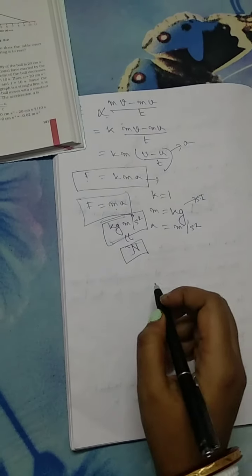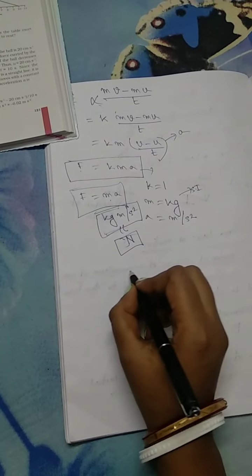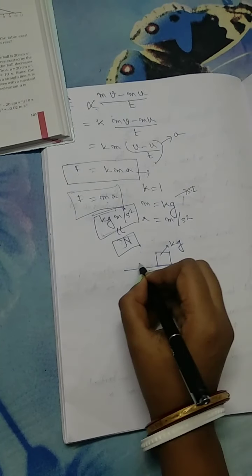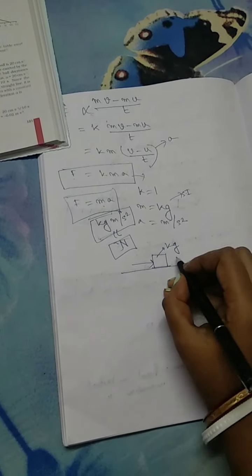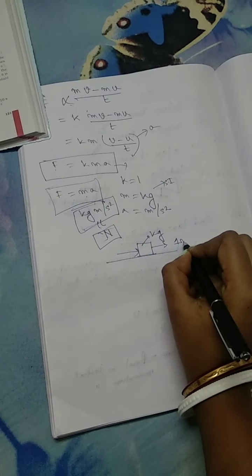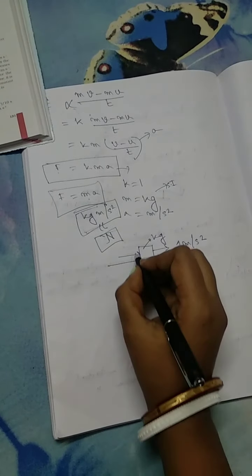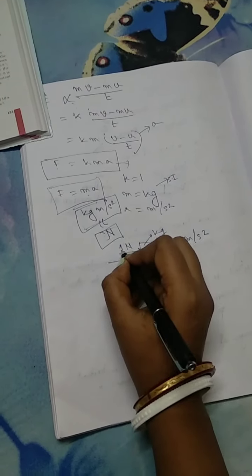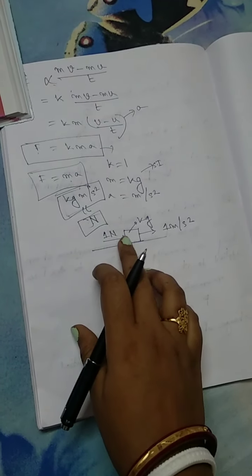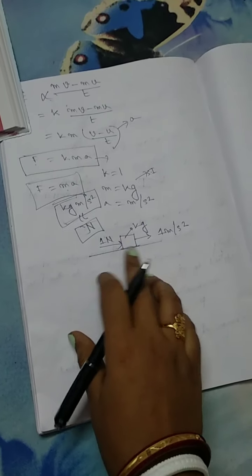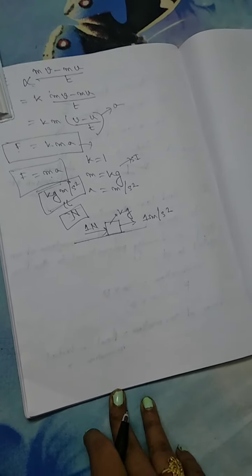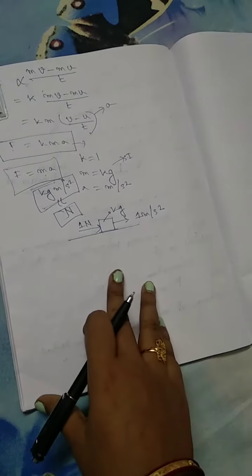Now from here we can arrive at the definition of Newton. Suppose there is a 1 kg body and we are applying a force to it, and because of the force it produces an acceleration of 1 meter per second square. Then this force is called a Newton, or 1 Newton. So what is 1 Newton? If we apply a force on a 1 kg body and because of that it produces 1 meter per second square acceleration, then the force is called 1 Newton.